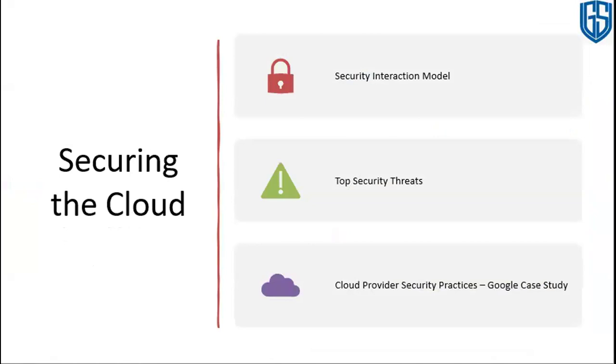So today we'll be talking about the terms related to securing the cloud and what the requirements of cloud security are. Securing the cloud involves three top things where we need to understand the interaction models, the top security threats, and the good practices. We'll see one example as well, and then we'll see the dashboard of one of the cloud models. So first we talk about the security interaction model.